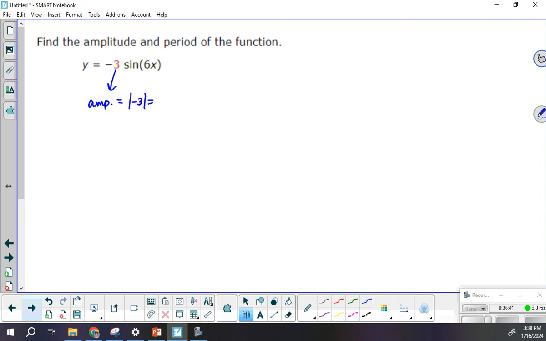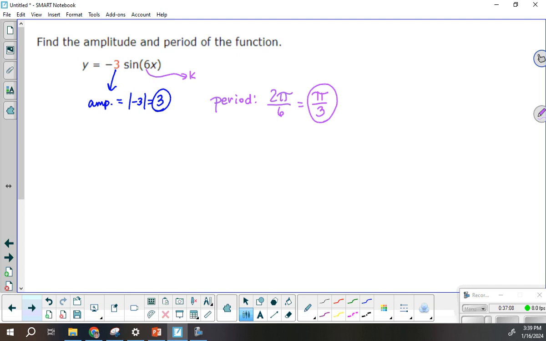Absolute value of -3, which is 3. That would be your amplitude. Now, that 6 is your k. This is your k. So your period is 2 pi over 6, which is pi over 3. That's your period. Okay?